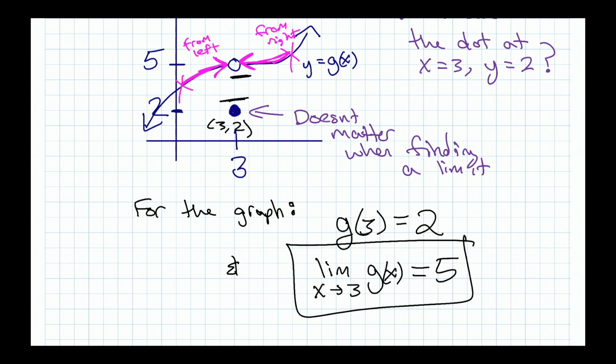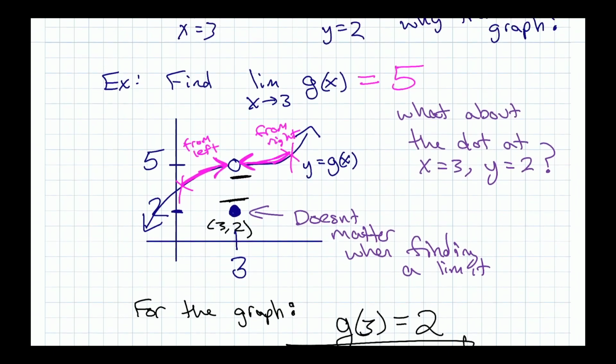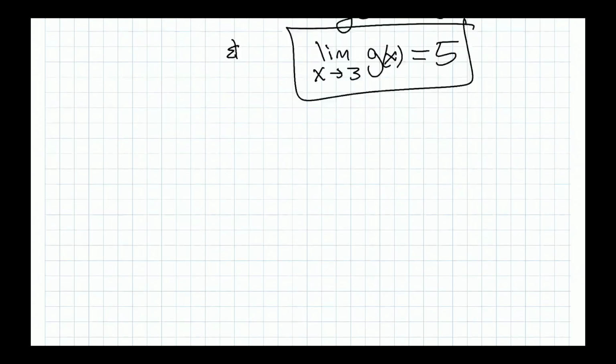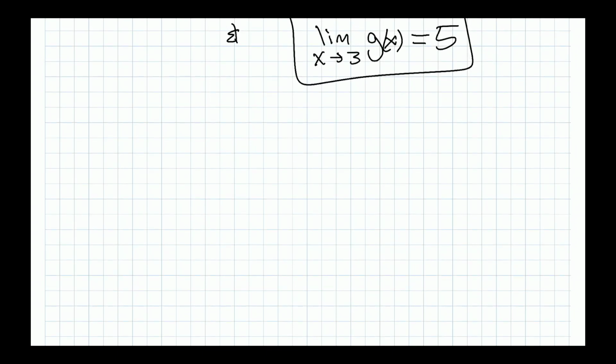Now, something you have to be aware of, though, is that I traced this from the left and from the right. And you actually have to be able to do that. If you can't do that, then there is no limit. So formally, what we'll do is we'll say this. If you trace the graph from one side, there are what we call one-sided limits.